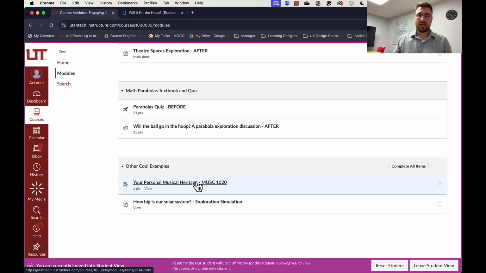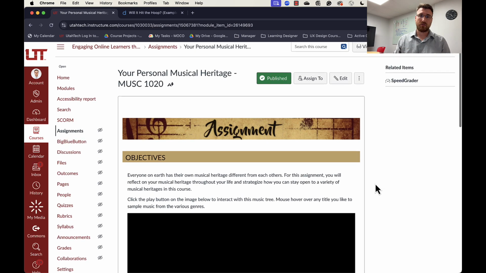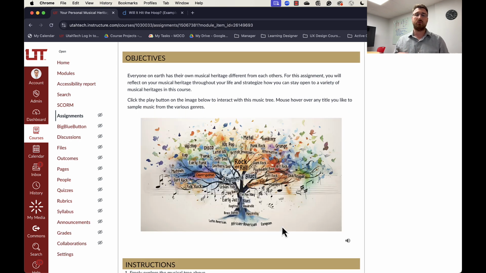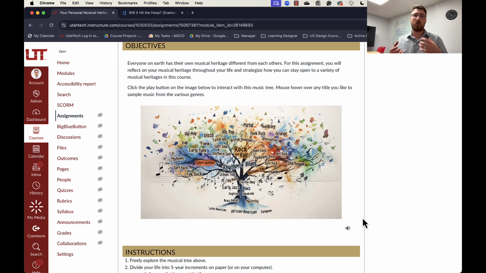The last two examples I have here, neither of them are non-examples. They are both just interesting examples that I've found to be highly engaging content, and I wanted to share with you what online learning's potential could be for students. This is from a music course where students are prompted to interact with this music tree. They're asked to consider their own personal musical heritage or experiences to get students triggered onto what's important to them so that they can tie in the musical information they're going to learn.